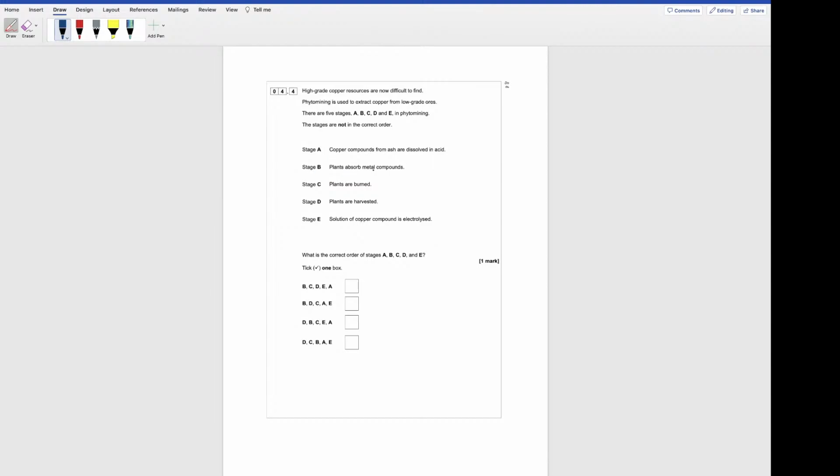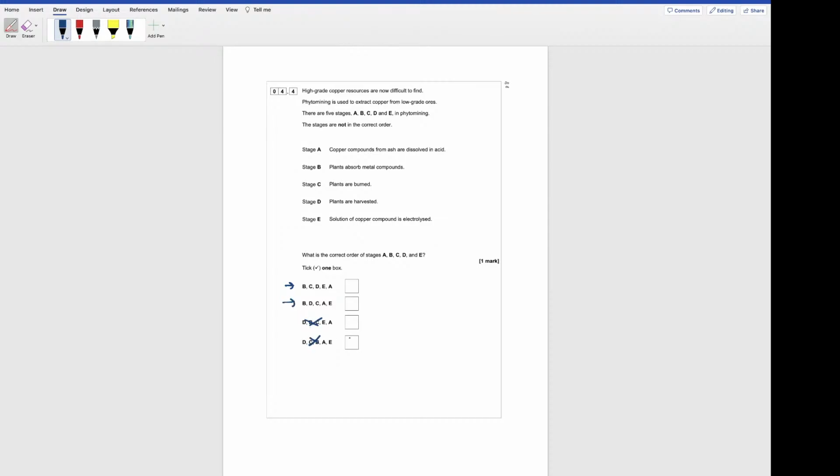Copper dissolved in acid, plants absorb metal compounds, plants are burned, plants are harvested, solution of copper compounds electrolyzed. Well, it doesn't really talk about the planting. So what's the next step? Well, the plants absorb the metal compounds. So we need one that starts with B. So it's got to be either this one or this one. We can get rid of these straight away.